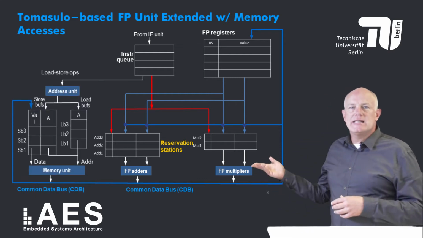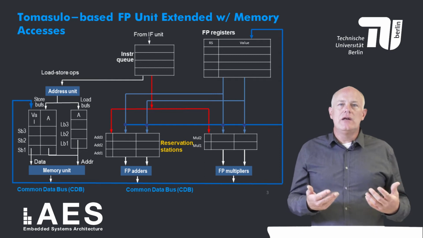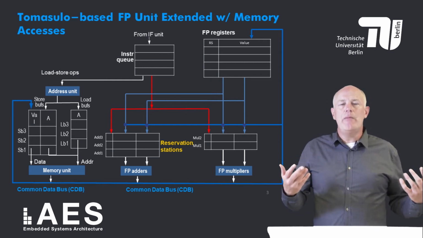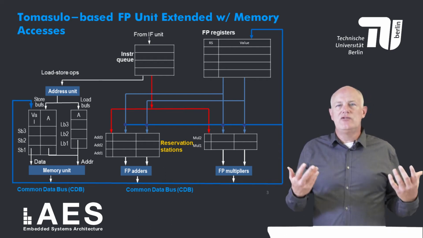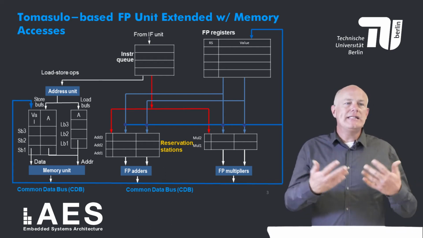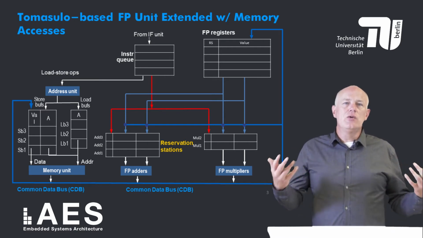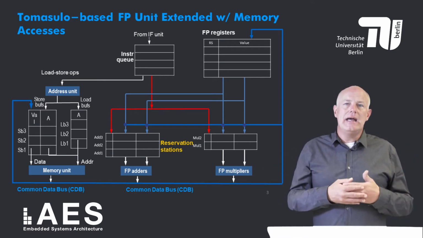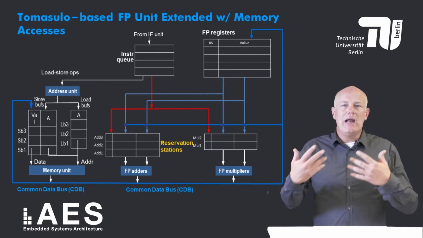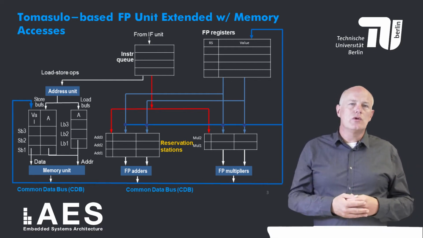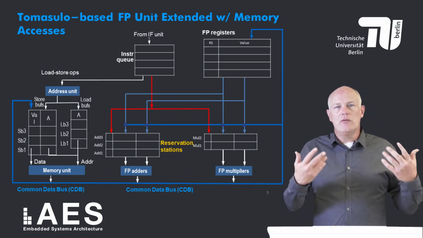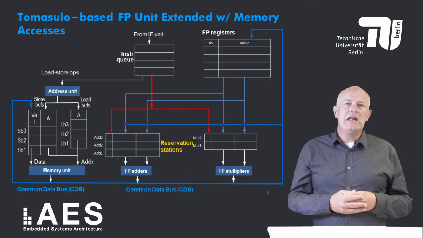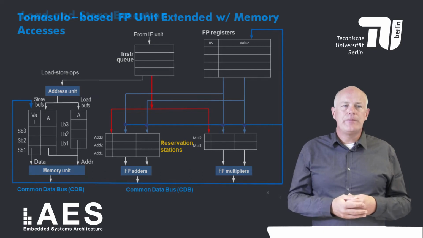To support memory accesses, we need to add an address unit, load and store buffers, as well as a memory unit comprised of a memory hierarchy. If a load or store instruction is retrieved from the head of the instruction queue, it is sent to the address unit. The address unit then calculates the effective address and, provided there is no hazard, places the load or store in one of the load or store buffers. When the value loaded by a load is returned from memory, it is placed on the common data bus and from there to any awaiting reservation station and the register file.